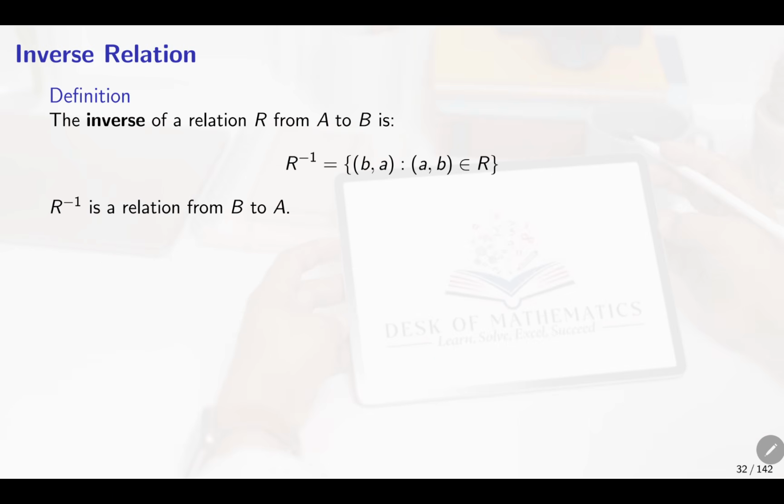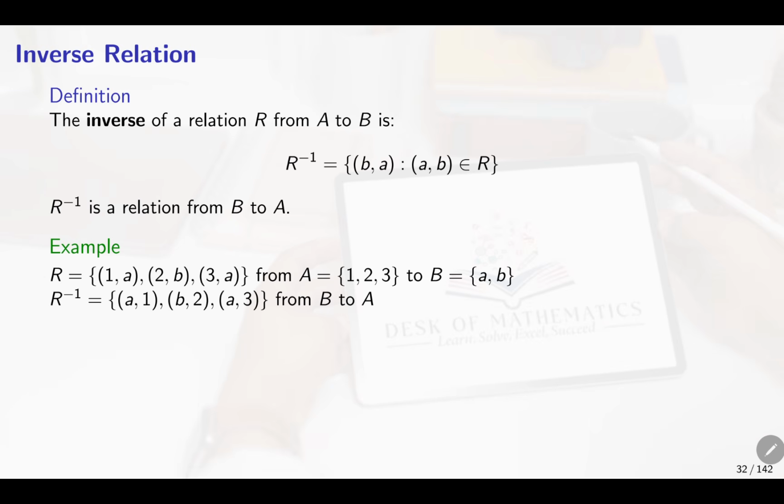Okay, so now the inverse relation. The inverse of a relation R from A to B is from B to A. So if a relation R has pairs (a, b), its inverse has (b, a). For example, if a relation is (1, a), (2, b), (3, a), the domain is 1, 2, 3 and the range is a and b. Now take its inverse: (a, 1), (b, 2), (a, 3). This is called the inverse of the relation. If you take the inverse of this again, you will get R itself.